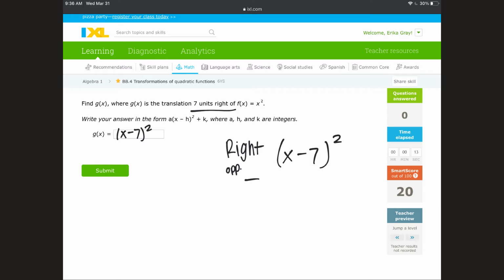If I were going 6 units left, once again, I know it's in my parentheses, and since it's opposite, left means plus. So x plus 6 quantity squared would give me 6 units left. Okay?